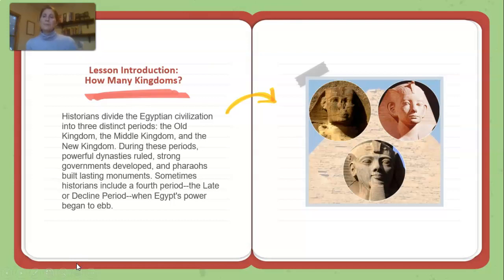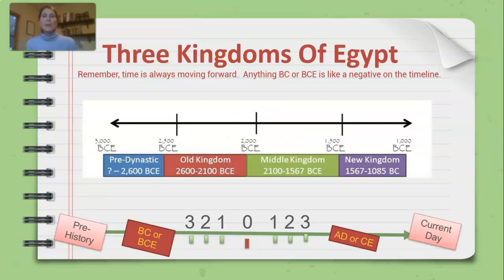Lesson introduction, How many kingdoms? Historians divide the Egyptian civilization into three distinct periods: the Old Kingdom, the Middle Kingdom, and the New Kingdom. During these periods, powerful dynasties ruled, strong governments developed, and pharaohs built lasting monuments. Sometimes historians include a fourth period, the Late or Decline period, when Egypt's power began to ebb, meaning when it began to go down. And a dynasty, this word powerful dynasties are typically a cycle that are ruled by a family or a group of related people.